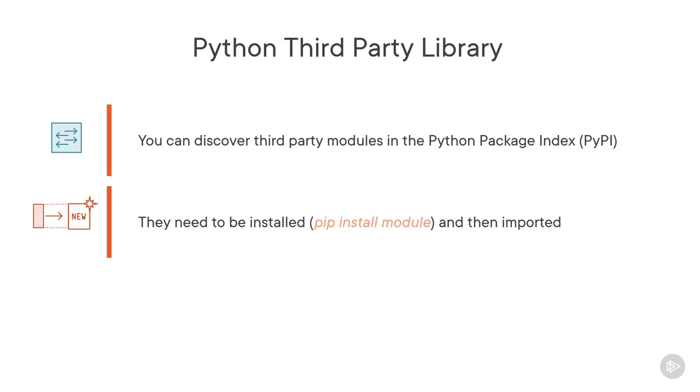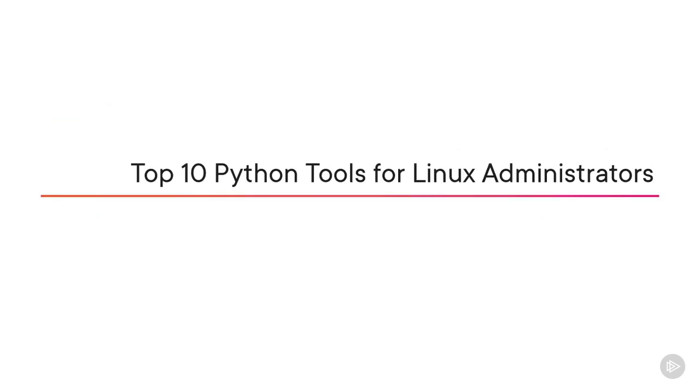Now, these do need to be installed, and you can install them using pip. So you would run pip install followed by the name of the module to go ahead and install them. And then after you've done that, you can run import followed by the module name in your Python script or just in the interpreter. A couple of examples of third-party modules that you need to install that are very common are NumPy and psutil.